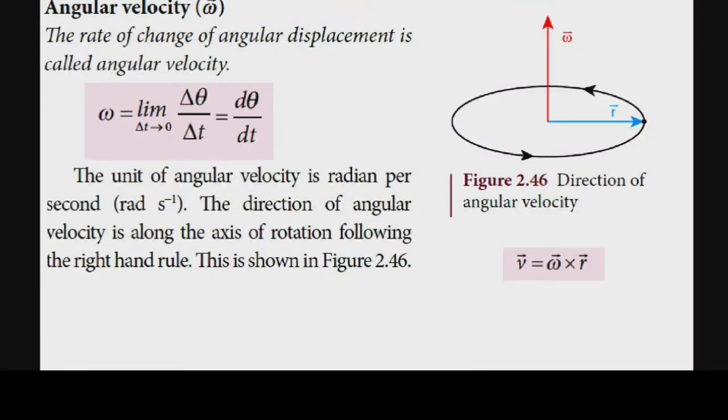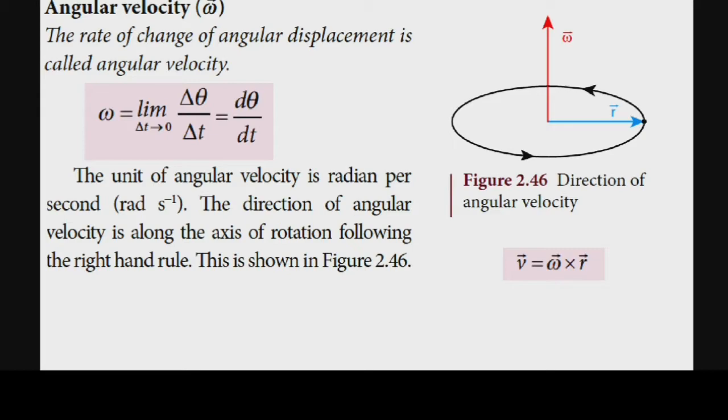Angular velocity is represented by omega. The rate of change of angular displacement is called angular velocity. Omega is equal to the limit as delta t tends to 0 of delta theta by delta t, which is equal to d theta by dt. The unit of angular velocity is radian per second, or rad second power minus 1.